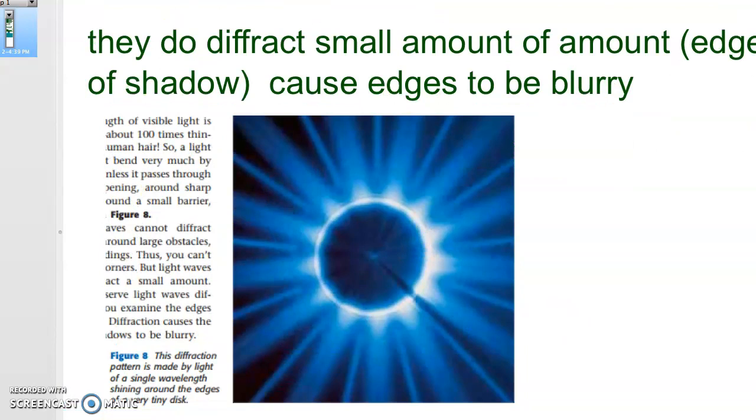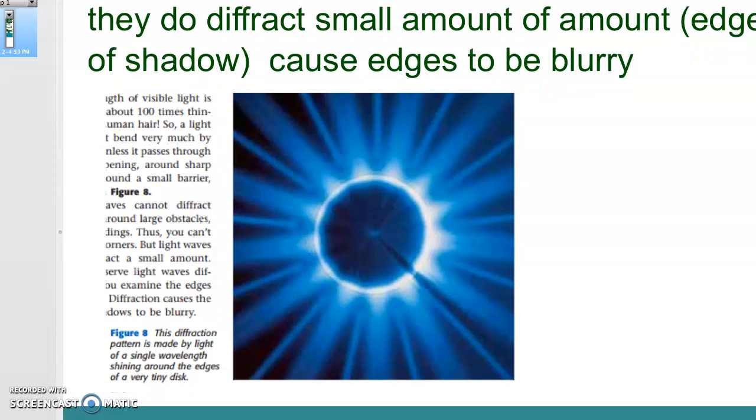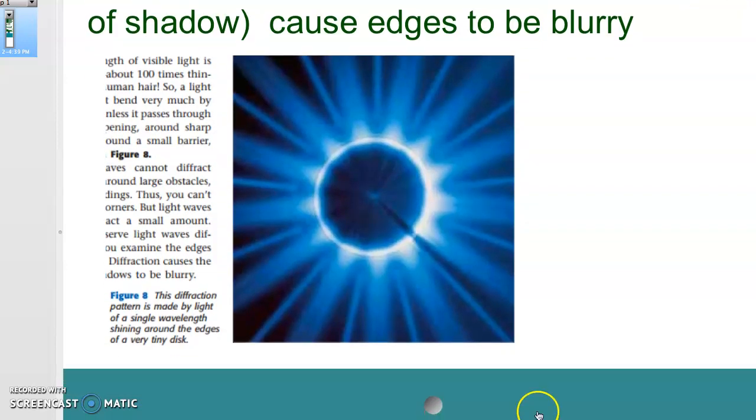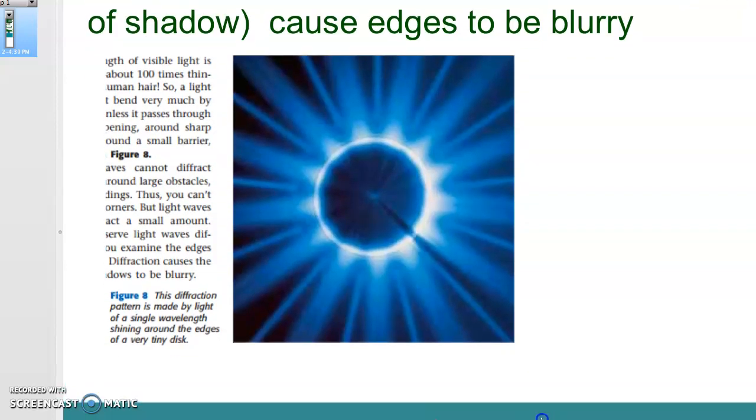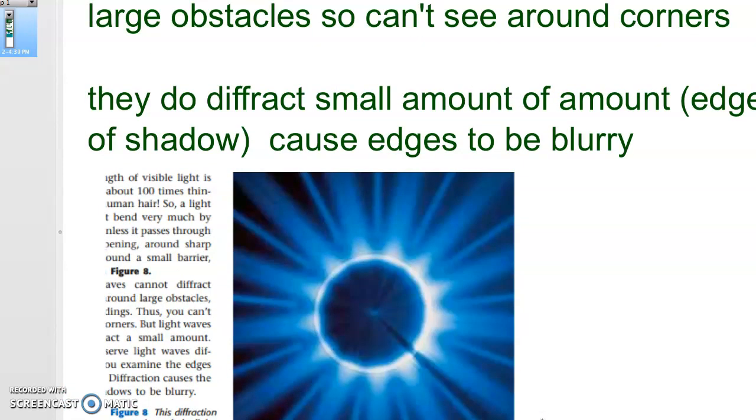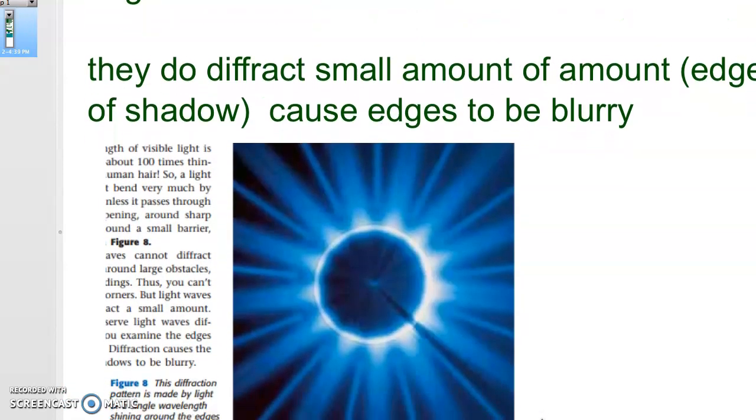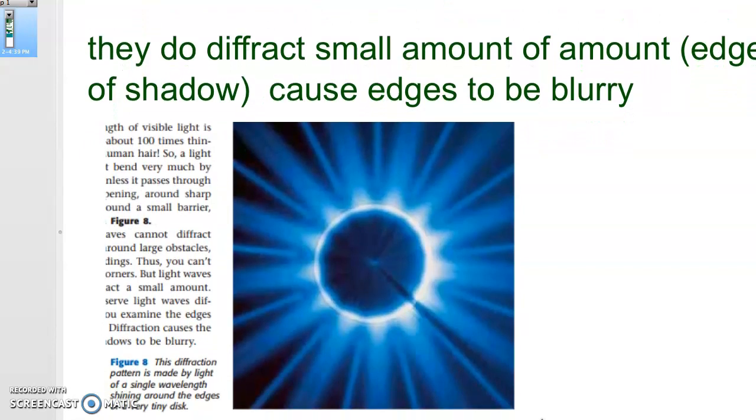this picture here, you can see the eclipse, right? The diffraction pattern is made by light of a single wavelength shining around the edges of a very tiny disk. So this is not an eclipse, but it's similar to what would happen with that. The edges kind of look blurry like that. So that's a great example of diffraction.